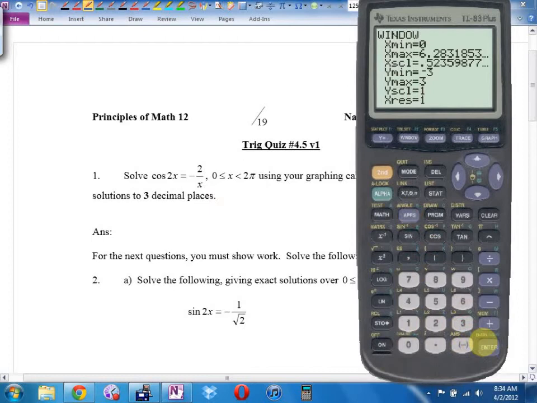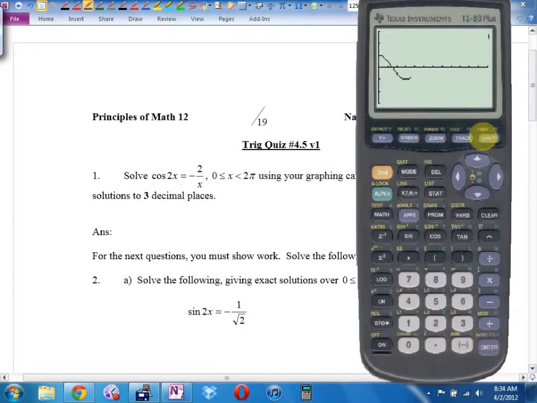So, Alex, that's kind of how I go about it. I can't give you a better explanation than that. Then what I do is I look at the actual graph, and if I need to zoom in or zoom out, I'll adjust the window. How many answers are there? Well, there's 2 of them.